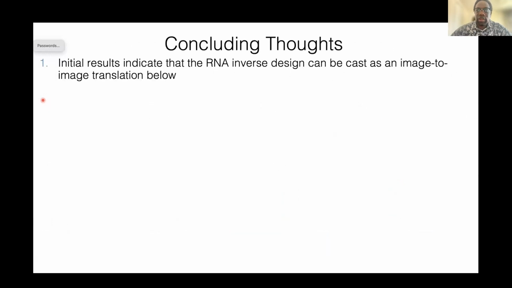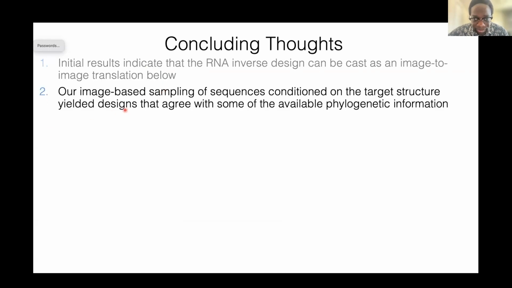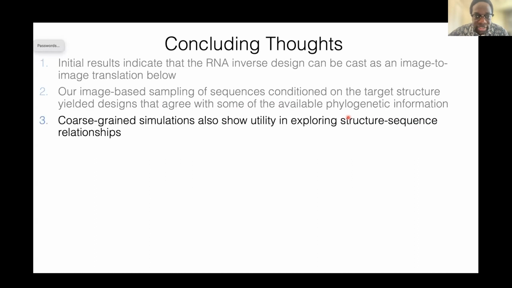And so with that, I'd like to conclude. What I've described is very, very initial results, and it indicates that the RNA inverse folding challenge can be cast as an image-to-image translation problem. Our image-based sampling of sequences conditioned on target structure yields designs that agree with some of the available phylogenetic data. We then show that you can use molecular dynamics simulations to explore sequence-structure relationships.